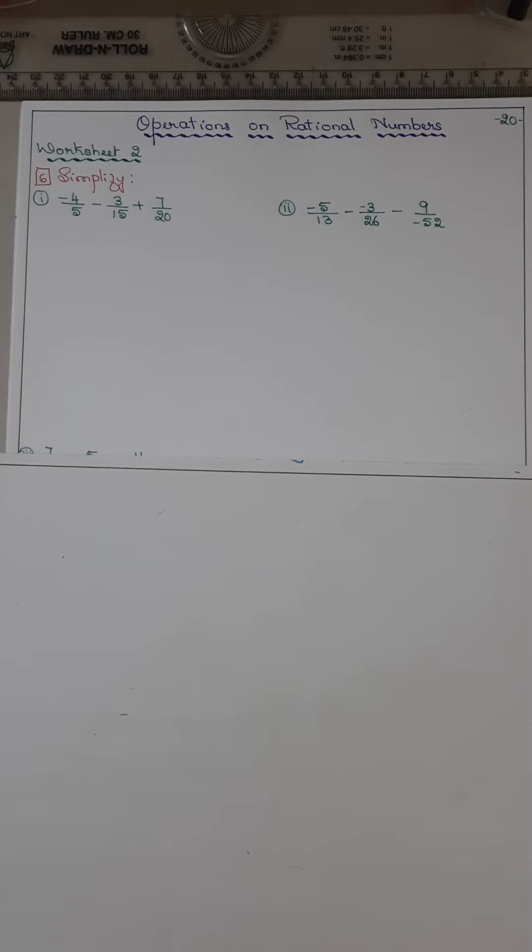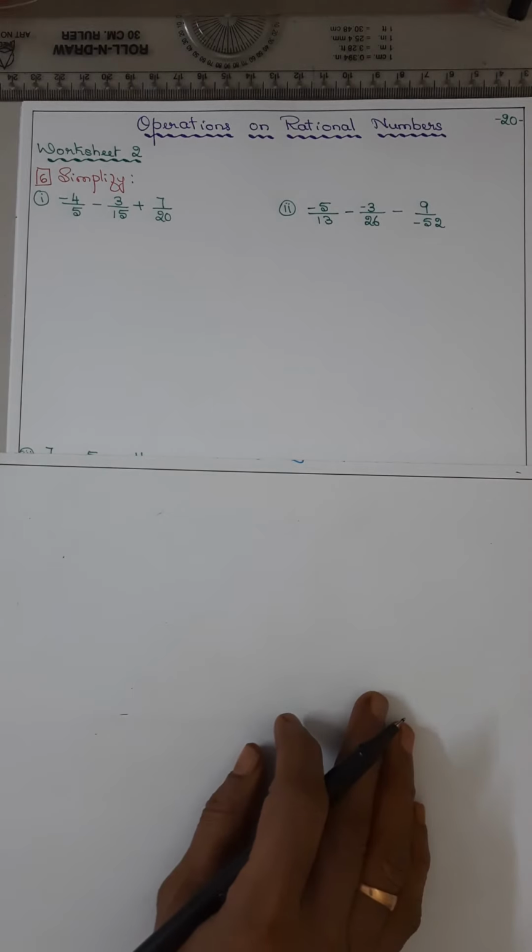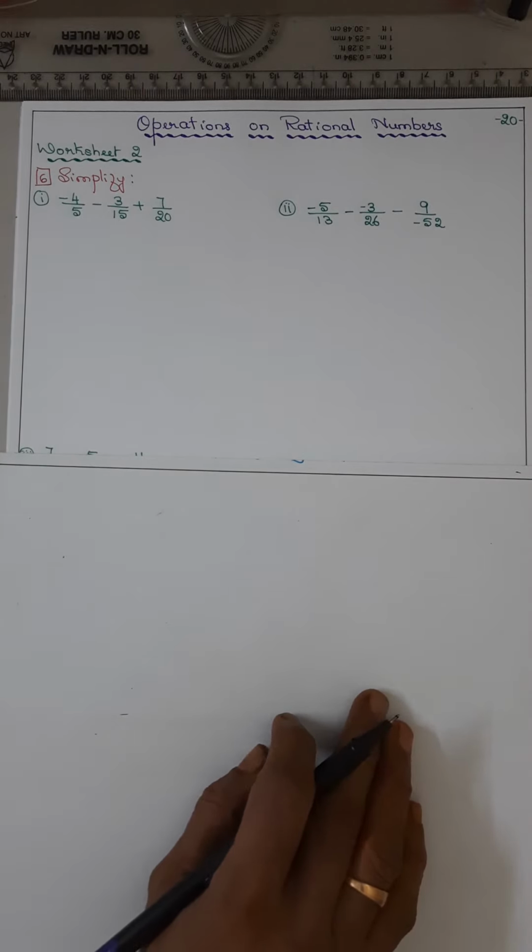We were discussing the lesson operations on rational numbers. Now coming to worksheet 2, question number 6. We are discussing the subtraction of rational numbers, isn't it? So coming to the 6th sum: simplify minus 4 by 5 minus 3 by 15 plus 7 by 20.